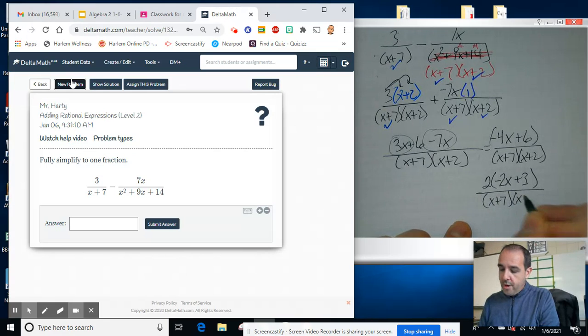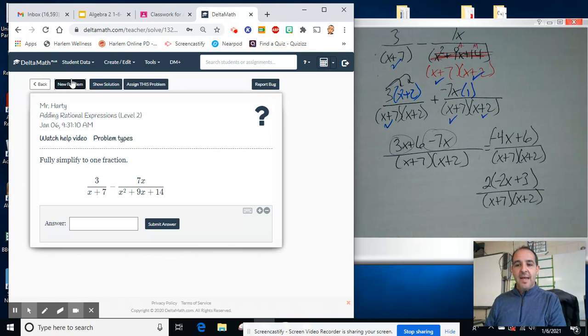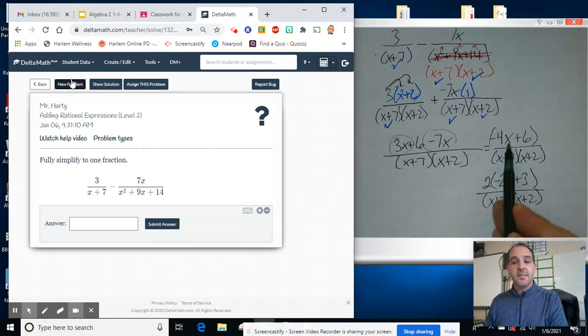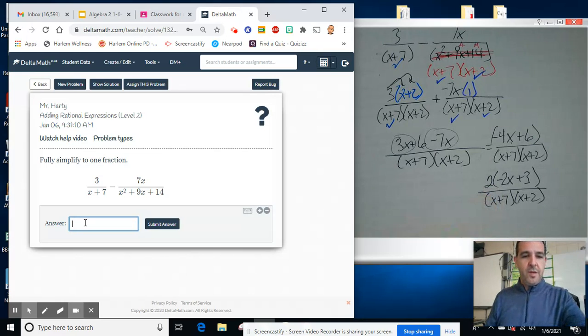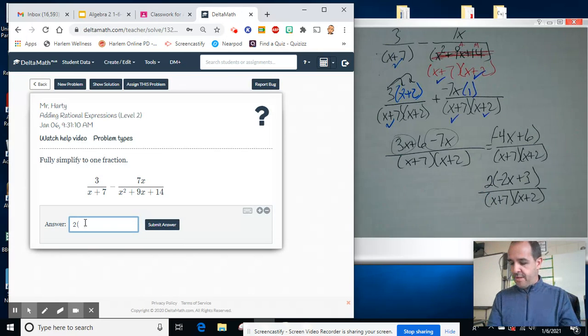Now, would Delta Math accept this as an answer? And we know the answer to that from some other problems we've done. The answer is going to be no. They're going to say it's not simplified. And they're right. So here's what I want to test out. We're going to test this answer out. You're like, test it out? What? Why? How could that be wrong?